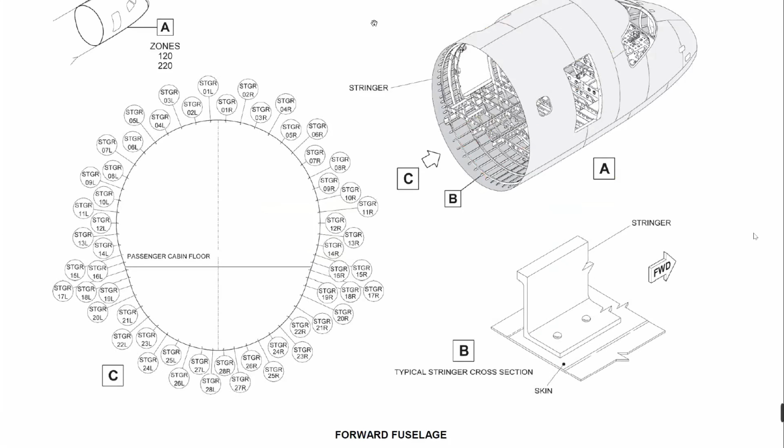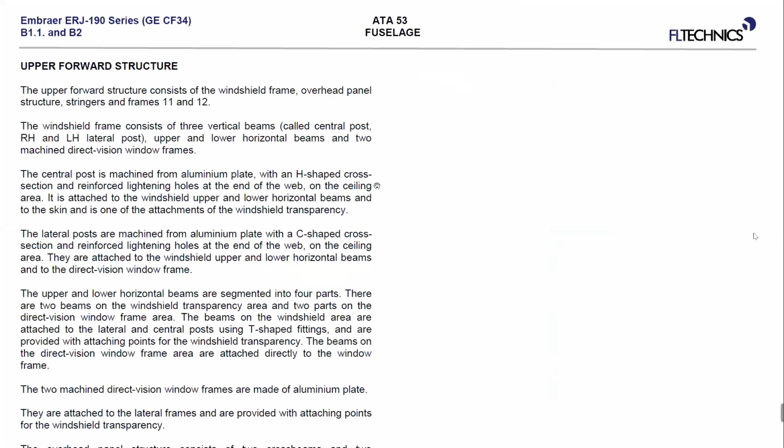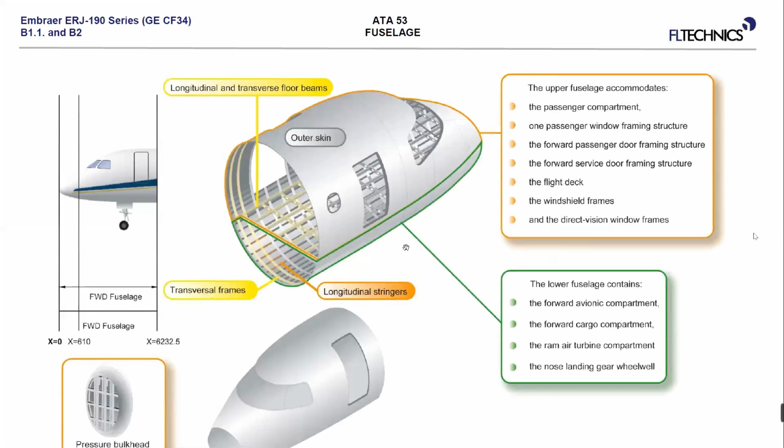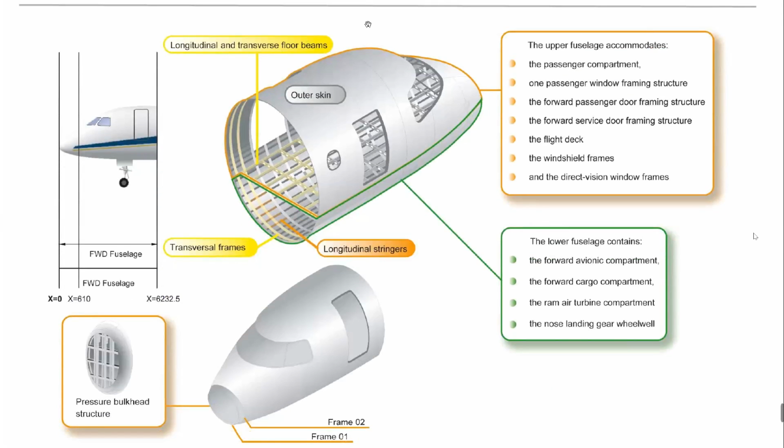This is an example of the Z-shaped stringer. You see, it's like the letter Z here. This is the typical stringer cross section. Upper forward structure, have a look. Longitudinal and transverse floor beams. Transversal frames we have, and longitudinal stringers. This is our forward fuselage.